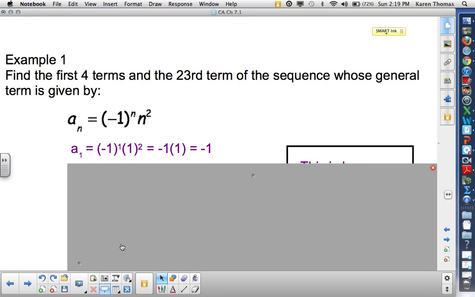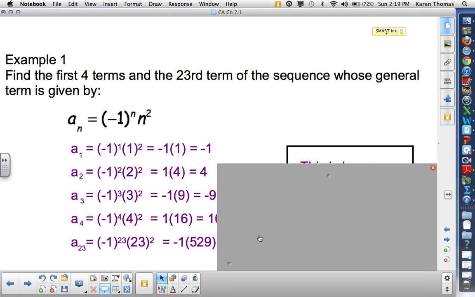And then I'm going to continue on for the first 4 terms doing the same thing. For my second term, I put a 2 in wherever I see an n and simplify. My third term, I put a 3 in wherever I see an n, simplify. Fourth term, 4 in wherever I see an n, simplify. And I have my first 4 terms.